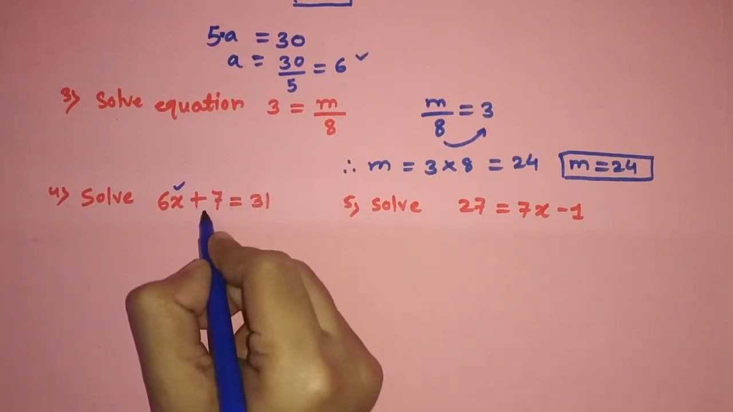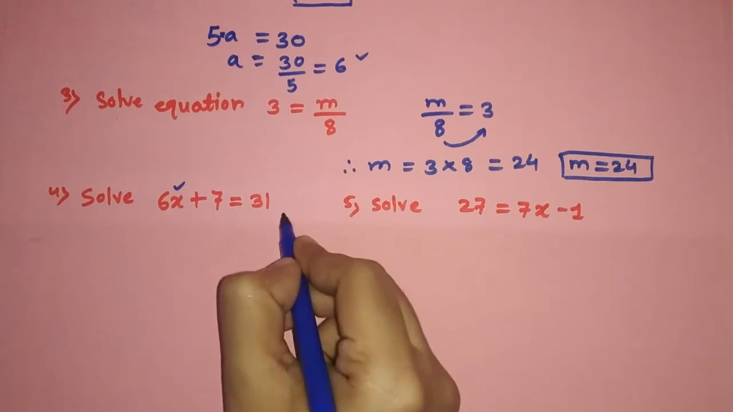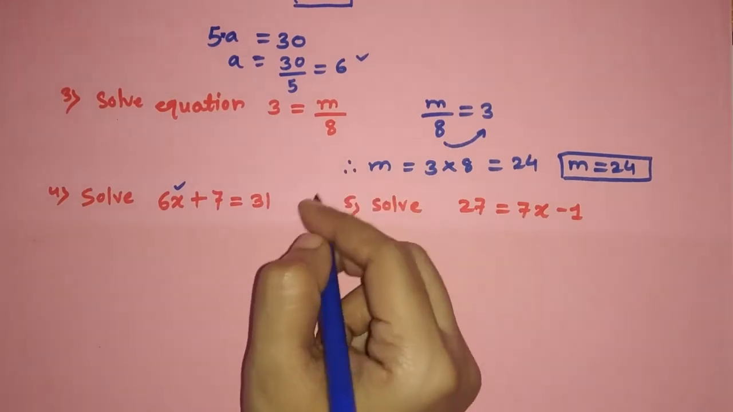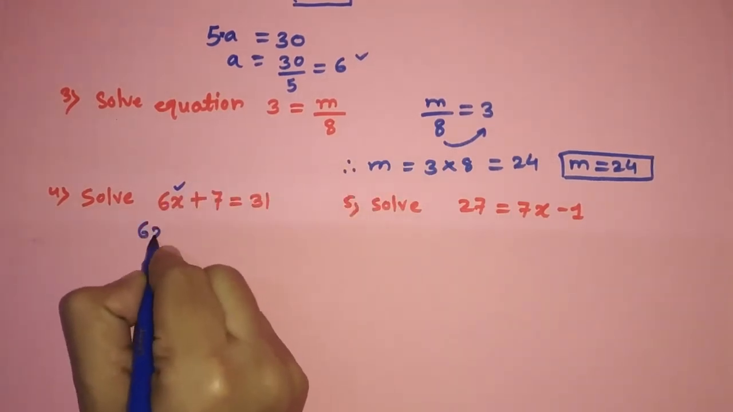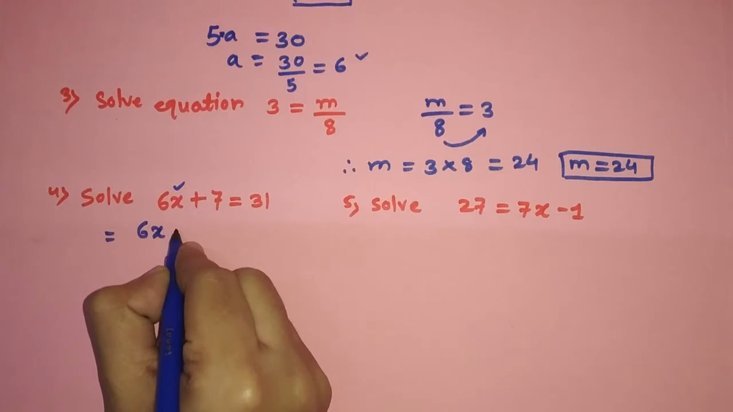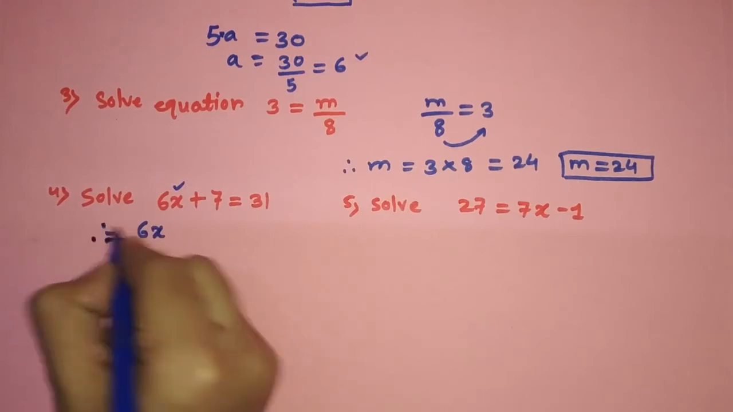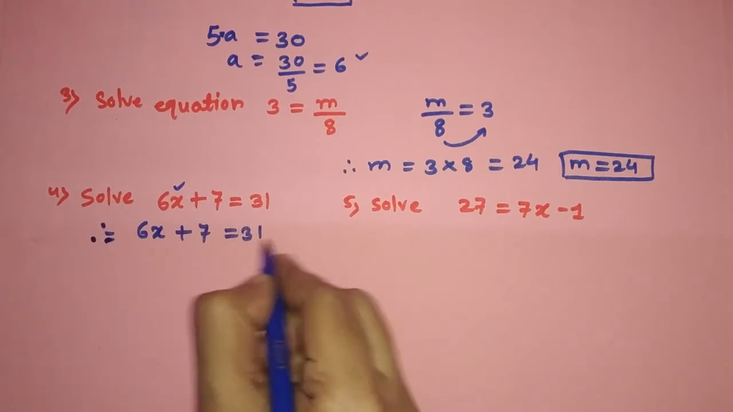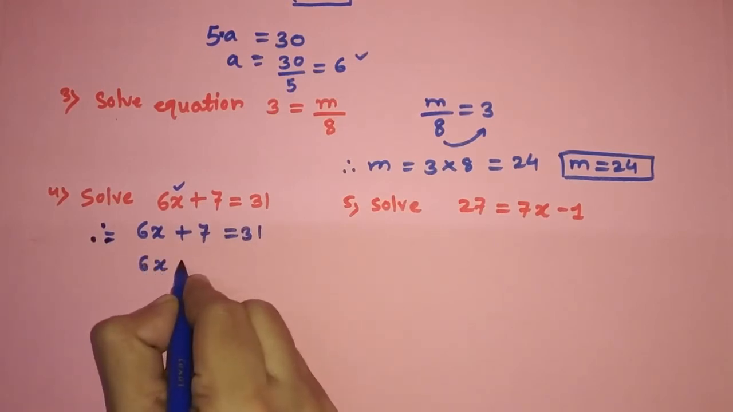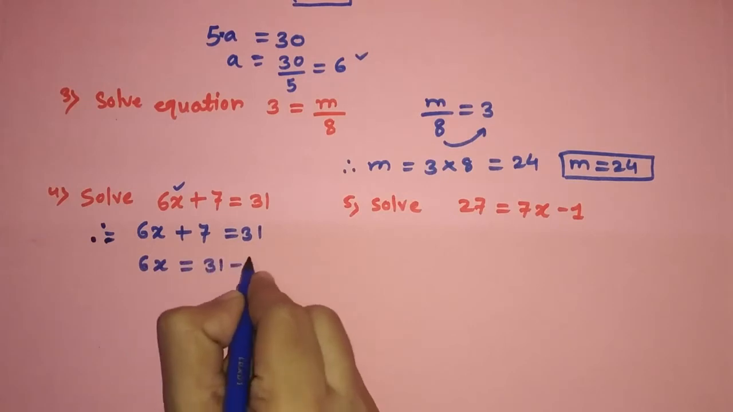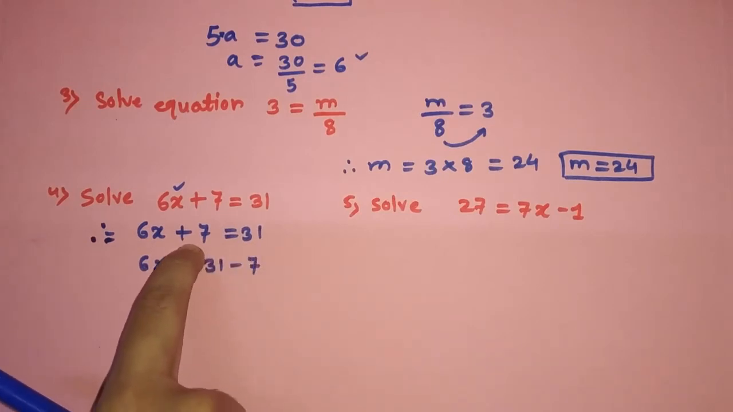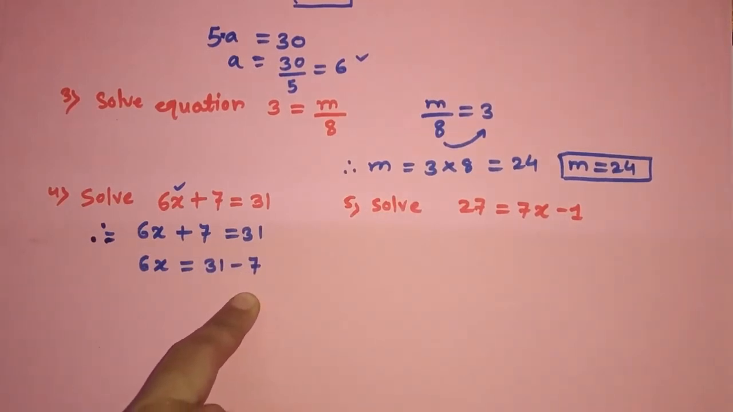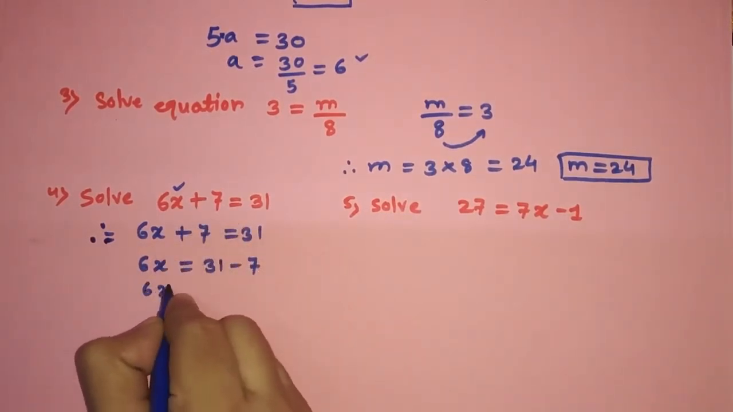First of all, I'll send this plus 7 to the right hand side, transposing plus 7 to the right hand side. So it will change its sign. Therefore I will write here 6x plus 7 is equal to 31. I'll send this plus 7 to the right hand side. It becomes 6x is equal to 31 minus 7. Positive 7, when you transpose it to the right hand side, changes its sign and becomes minus 7. So now you will perform a subtraction here.